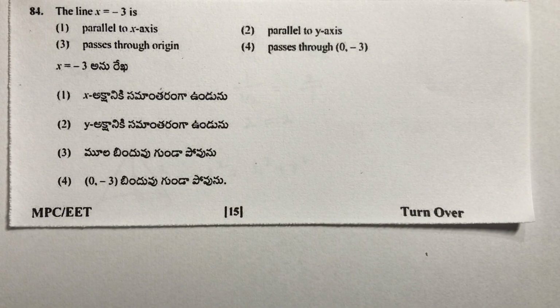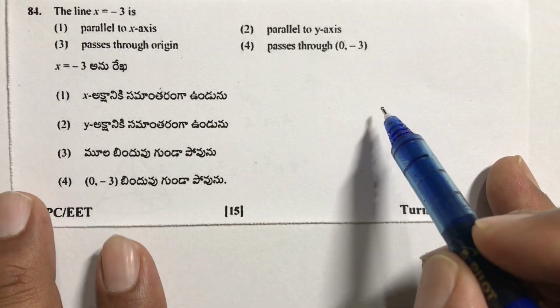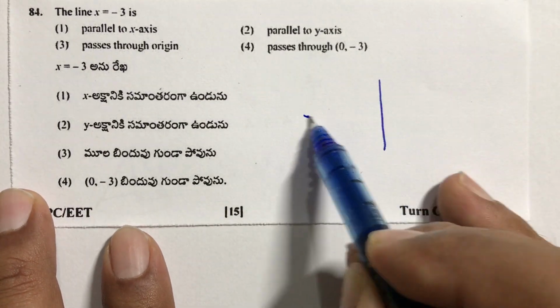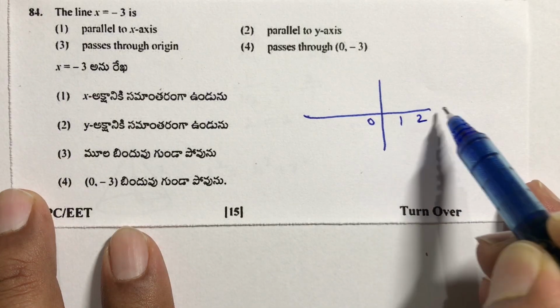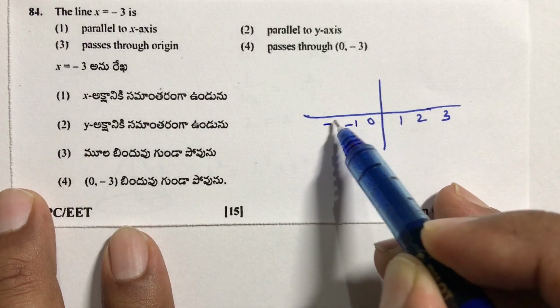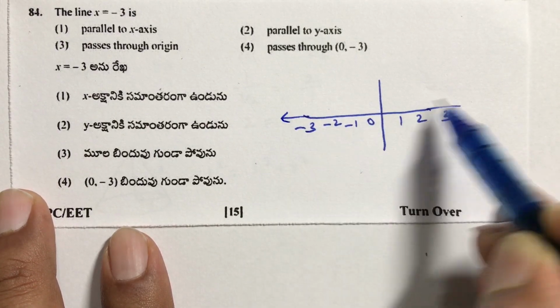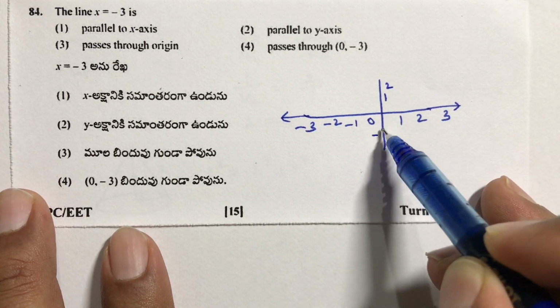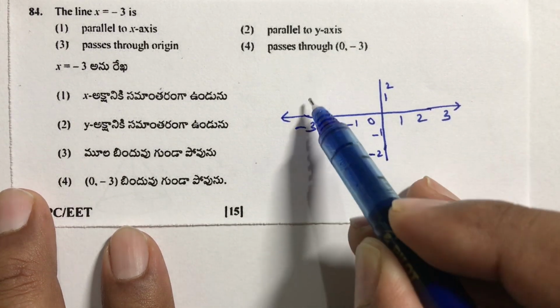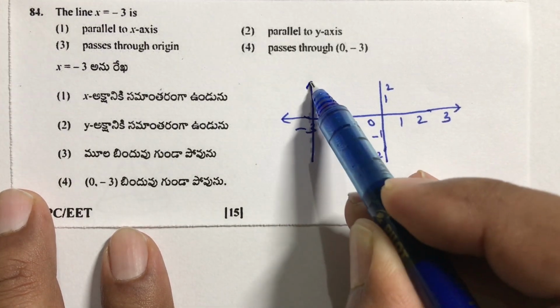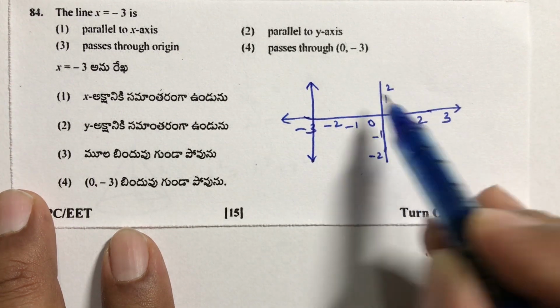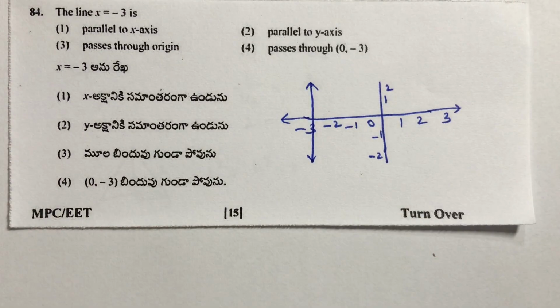X equals minus 3, like we'll draw 0, 1, 2, 3, minus 1, minus 2, minus 3, here 1, 2, minus 1, minus 2. X equals minus 3, we'll draw the line like this. So it is parallel to y-axis. So the correct option is 2.